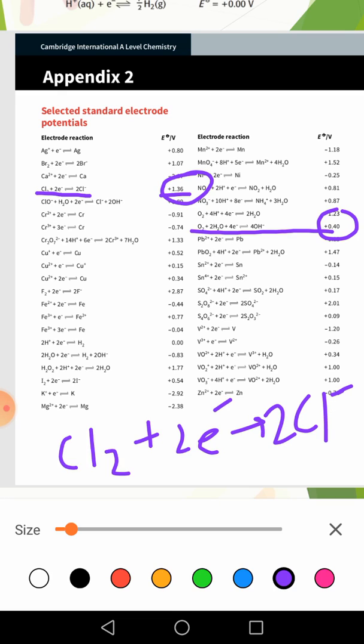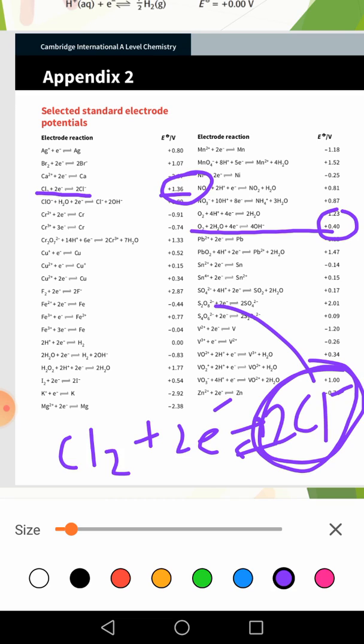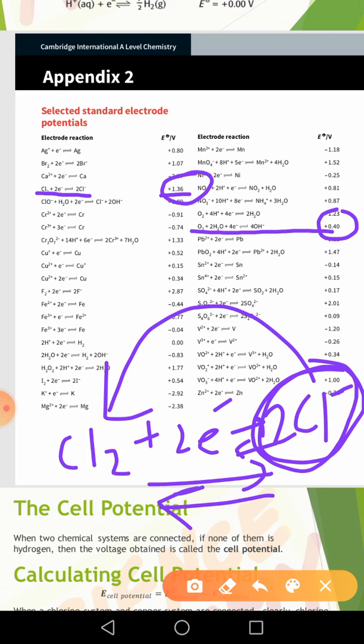Okay, so if you increase the amount of chloride ions, then the equilibrium would shift to the left, isn't it? From left to right is reduction and right to left is oxidation. So if the equilibrium is shifting to the left, that means more oxidation is occurring, which means less reduction is occurring.